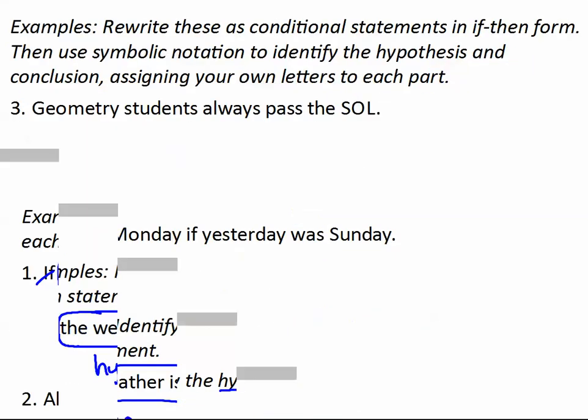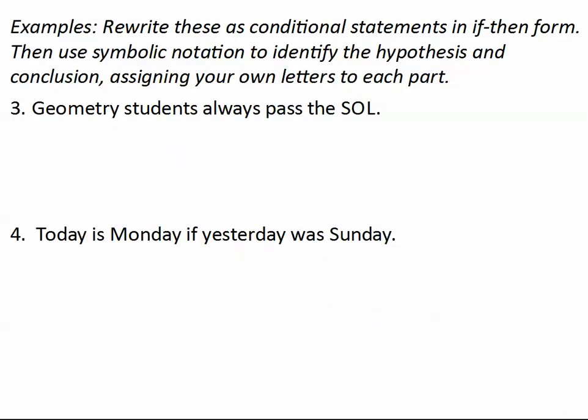Let's practice writing some conditional statements in if-then form since it makes it easier to work with. Rewrite these as conditional statements in if-then form. Then use symbolic notation to identify the hypothesis and conclusion, assigning your own letters to each part. Geometry students always pass the SOL. This is kind of like the other one. Assuming there is a student who takes geometry, what will happen? The student will pass the SOL.